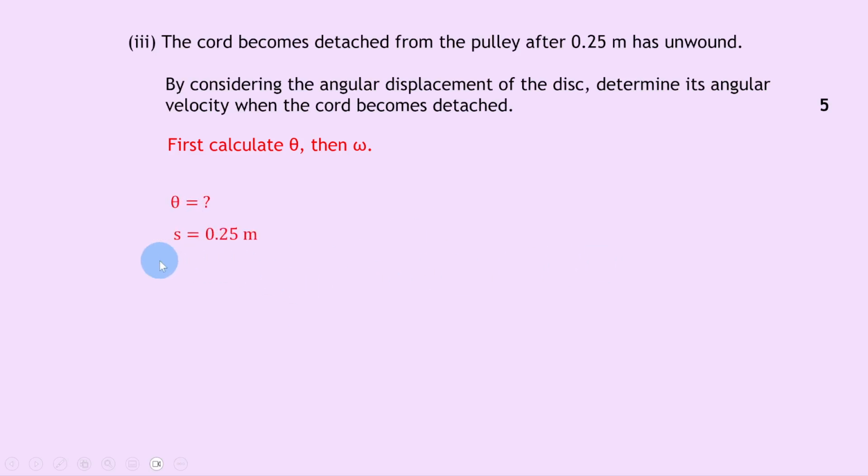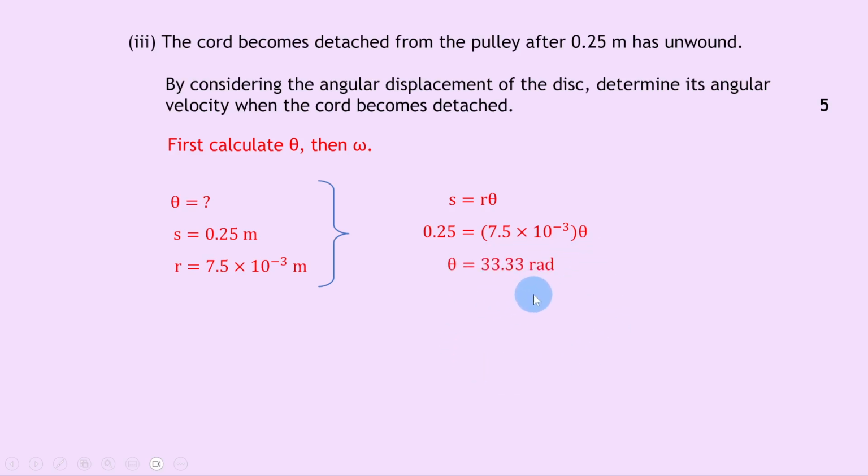We know the arc length s or linear displacement s is 0.25 meters because that's how much of the cord has been unwound. And we know from before that the radius of the pulley is 7.5 times 10 to the minus 3 meters. So writing down our equation relating arc length, radius, and angular displacement, we have s equals r theta. Substituting in the numbers gives 0.25 equals 7.5 times 10 to the minus 3 times theta, and dividing both sides by 7.5 times 10 to the minus 3 to get theta on its own should give you an answer of theta equals 33.33 radians.